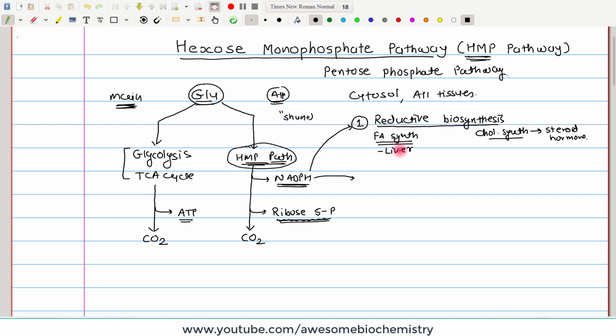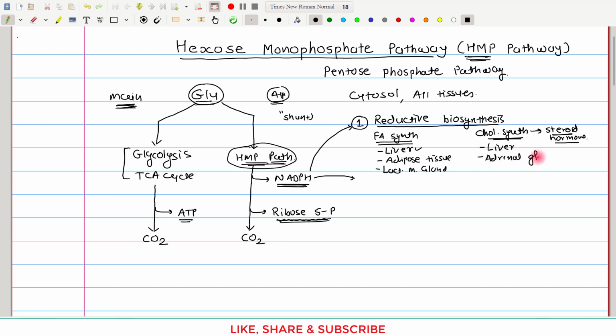Fatty acid synthesis mainly occurs at three places. The first one is the liver, the second one is adipose tissue, and the third one is the lactating mammary gland. Whereas cholesterol biosynthesis, followed by steroid hormone synthesis, occurs mainly in three tissues. The first one is the liver, which is common to both, then the adrenal gland, and the third one is the gonads. Gonads means testis in the male and ovaries in the female.